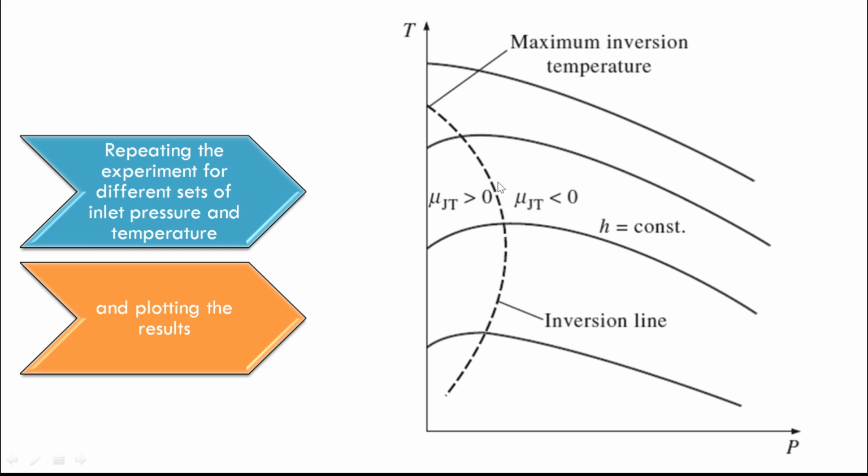So our idea will be to cool the fluid below its inversion temperature in order to achieve the throttling temperature reduction.